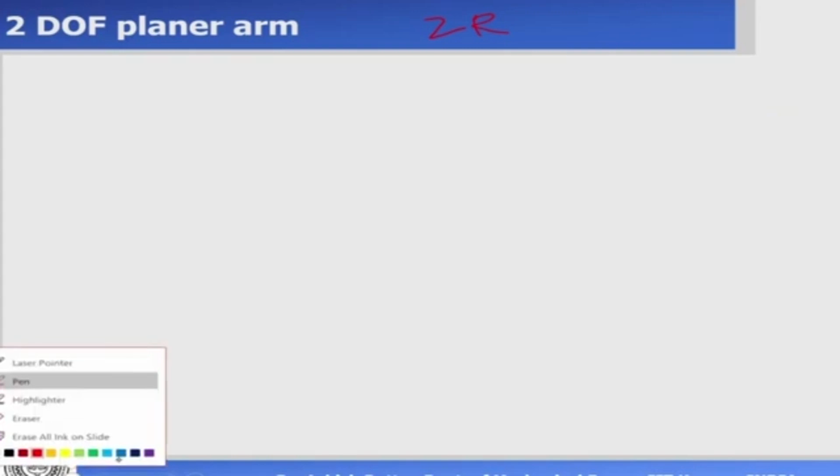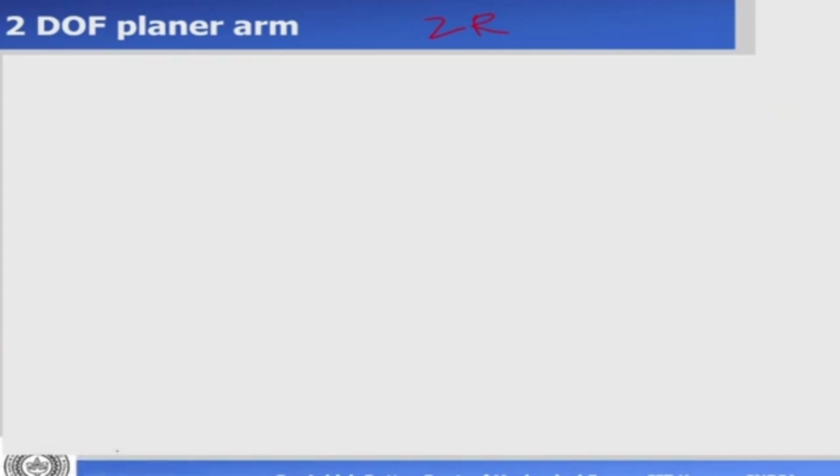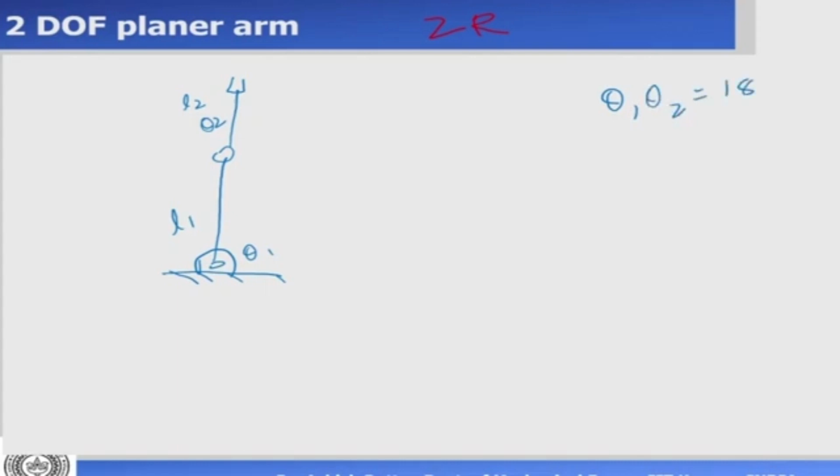Most of the robots are articulated and they are of this shape, so it is very important to understand how we draw it. Let's start off by saying that this is planar. This is the fixed base, this is one link, and that is another link. This is my theta 1, that's my theta 2, this is L1, and that is L2, the link lengths. Let us make the assumption that theta 1 and theta 2 can only move by 180 degrees, just to understand.